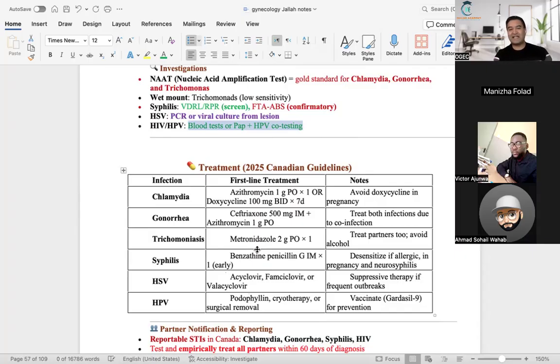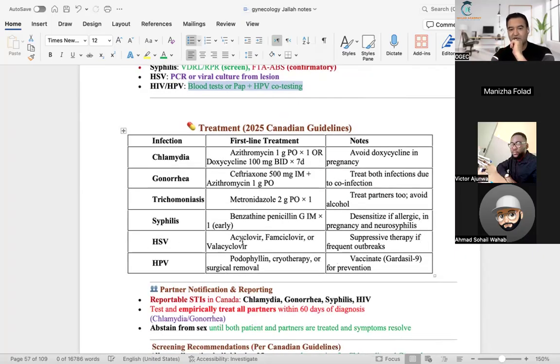So let's say the patient is allergic to penicillin, the best choice will be doxycycline. But you cannot use doxycycline for a pregnant patient who has syphilis. You cannot use doxycycline for somebody who has neurosyphilis because it's not as potent or effective as penicillin. So in these two specific conditions, if the patient has an allergy to penicillin, desensitize the patient first, then use the penicillin. Pregnant and neurosyphilis.